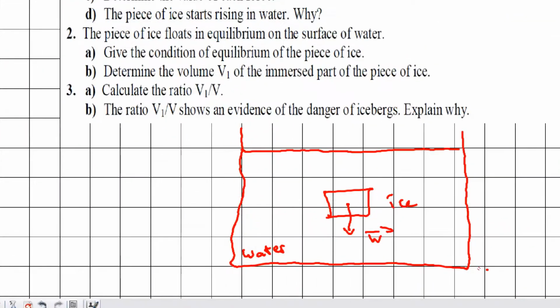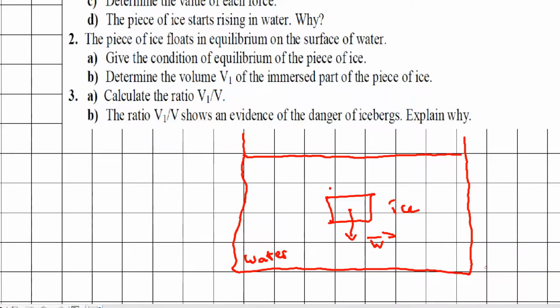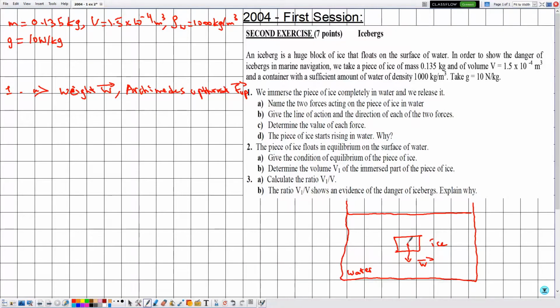And here, because we have a liquid, then it will be directly subjected to the Archimedes upthrust force. So the other force is given by the Archimedes upthrust, F upthrust. So it's acting on a piece of ice vertically upward. The point of application is the center of gravity of the immersed part. This is the immersed part, and its center of gravity will be the center of gravity of the piece of ice. So this is F upthrust.